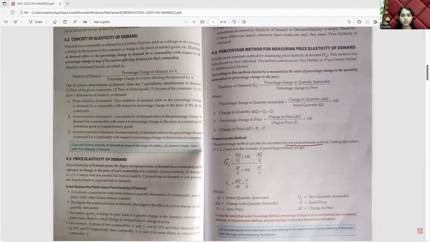See, elasticity of demand is equal to delta Q by Q upon delta P by P into 100. So it's a numerical formula only, right? It's a numerical formula. Just keep in mind only. So let's understand with the numerical problem how it works, right?